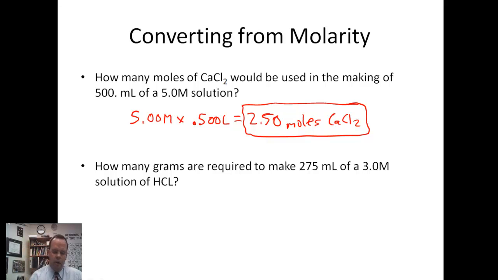If you really want to think through all the various types of equations, moles divided by liters will give us molarity. Molarity times liters will give us moles. And we could even solve for liters. If we want to solve for liters, we would do moles divided by molarity to get liters. So it's just rearranging those variables.